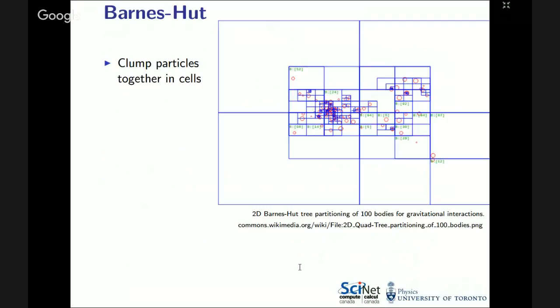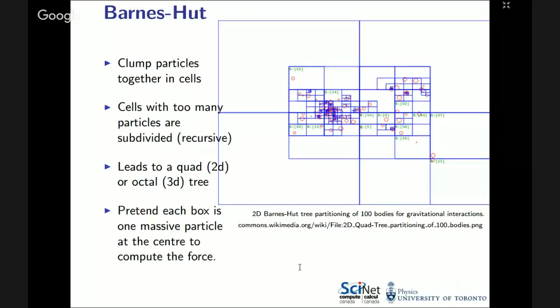Barnes-Hut, after the two people that obviously created it, kind of does this. It tries to clump particles together in cells. So here are some cells that you see. And if there's too many particles in the cell, essentially it divides it. So it's sort of a recursive algorithm to say when particles could be clumped together. And with clumped together, I mean you basically pretend like each box is one particle in its center. And then you can take those clumped together particles and just compute those forces.